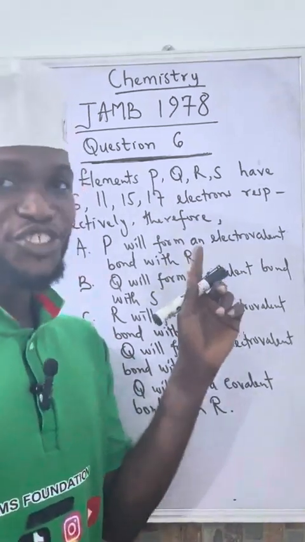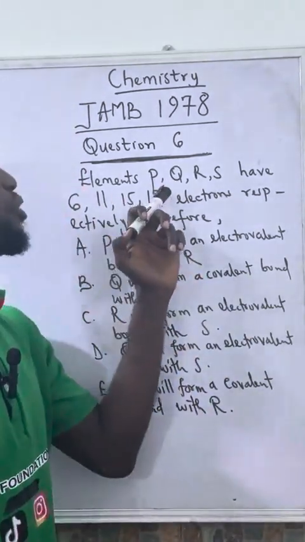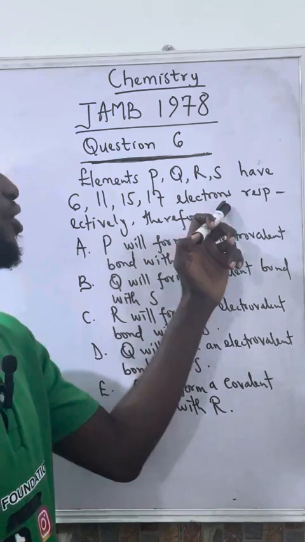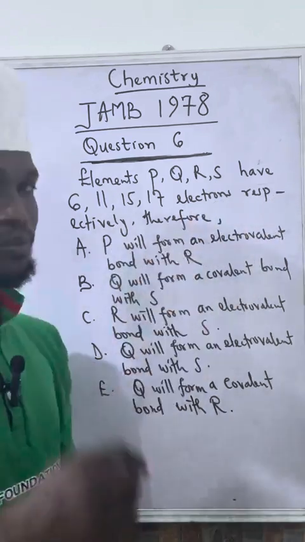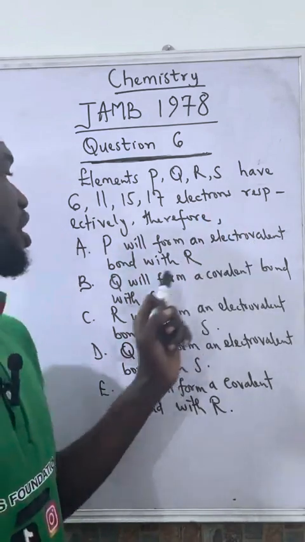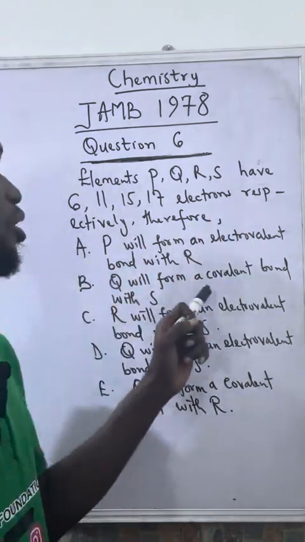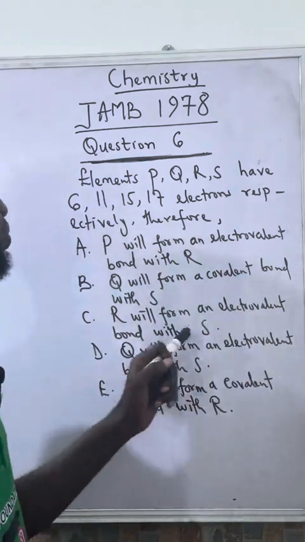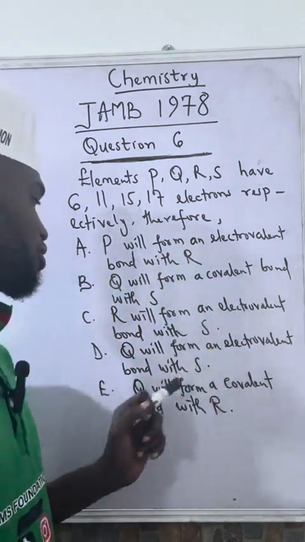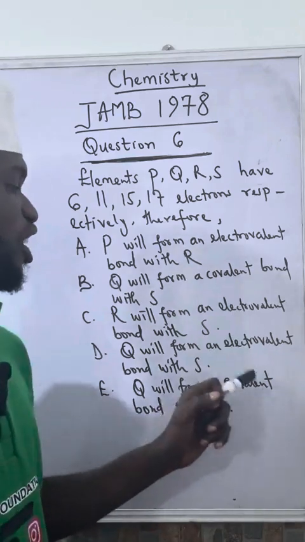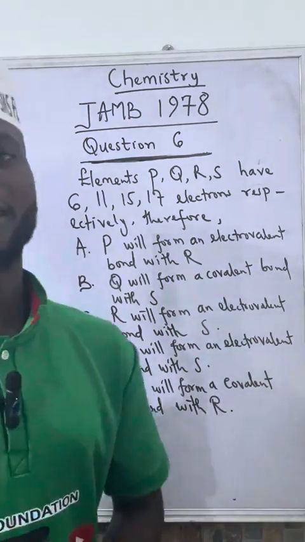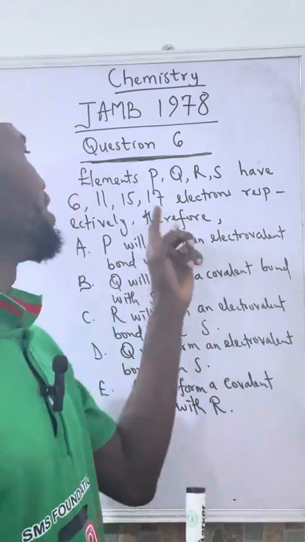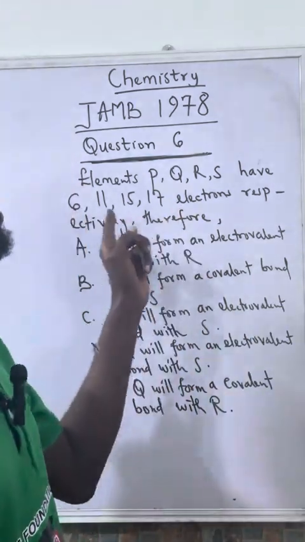Let us see this chemistry question. Elements P, Q, R, S have 6, 11, 15, 17 electrons respectively. Therefore, P will form an electrovalent bond with R, Q will form a covalent bond with S, R will form an electrovalent bond with S, Q will form an electrovalent bond with S, Q will form a covalent bond with R. Very good. So the best way to do this question is to consider the number of electrons given.